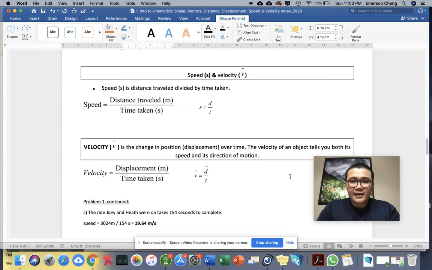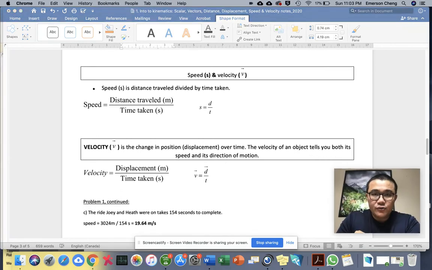Okay, so this is the second video. I'm going to continue on to talk about velocity and speed. As you notice here, speed and velocity.